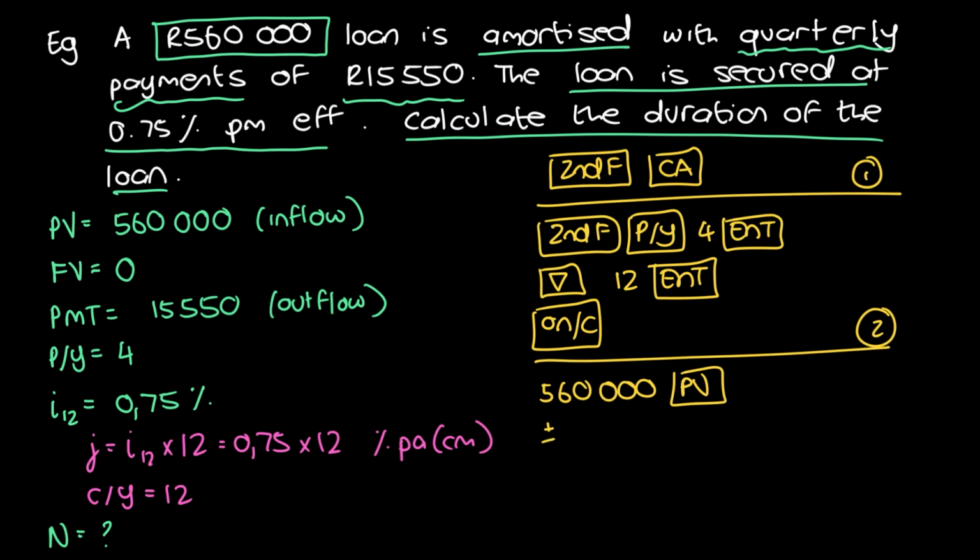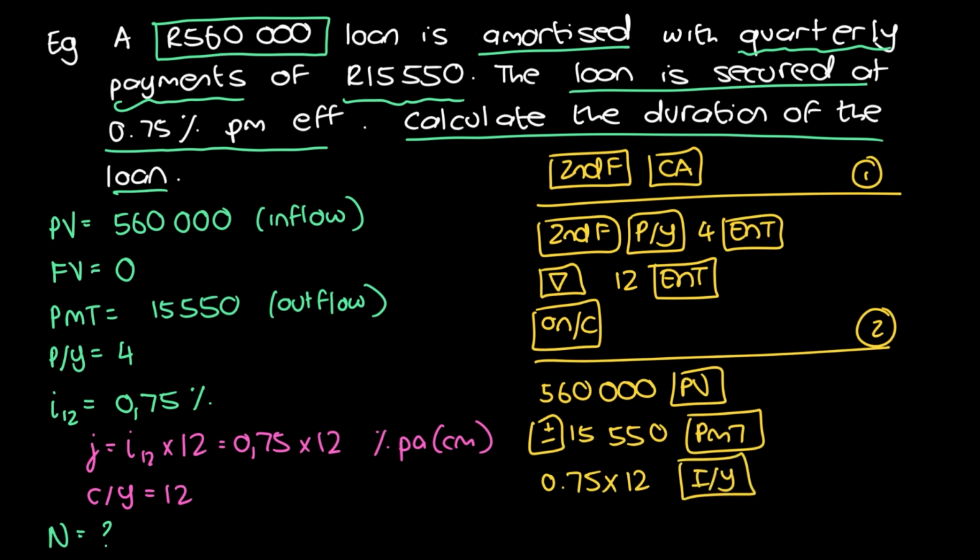So that's plus minus, because remember, it's an outflow of money. 15,550 Rand PMT. Then our interest here is going to be the 0.75 times by your 12. And you'll notice what I've done is I actually haven't worked it out. I've just left it as is. There are a few ways you can go about this. You can either work out your nominal interest and store it and then recall the variable, or you can just type it in as is here.